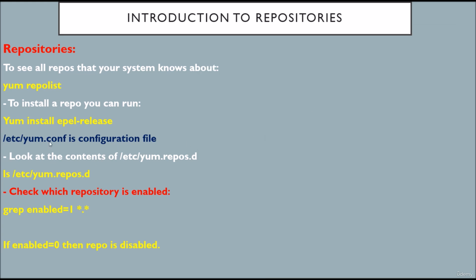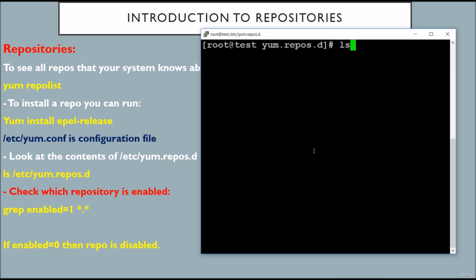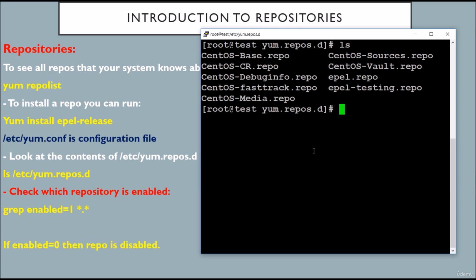And there's also a yum.conf file under the etc directory where it stores the configuration file. Let's look at the contents of etc yum.repos.d. So let's do an ls on that directory. I'm already in that directory, so if I do an ls, these are all the repositories that are listed in here.